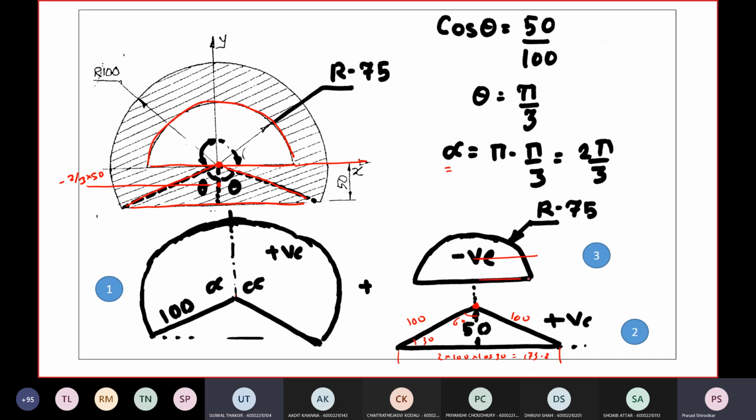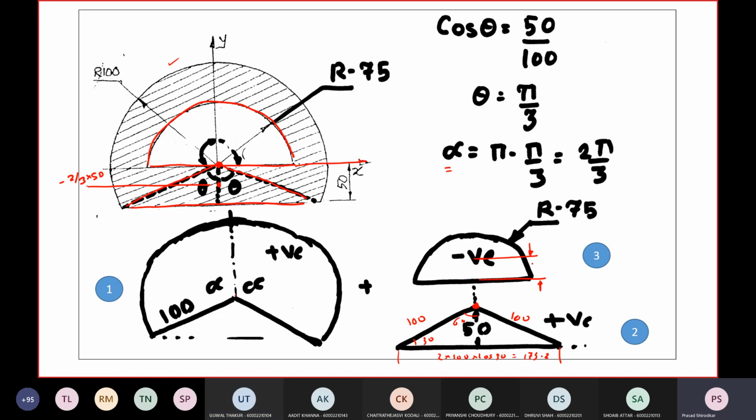Sir, first you took the sector, right? Yes. Then we have taken the semicircle as negative area, right? Yes. Then what will be the resultant figure of those two? No, you have forgotten the triangle also. Sector plus triangle minus semicircle. So the resultant will be this one, the shaded part. Is that alright?